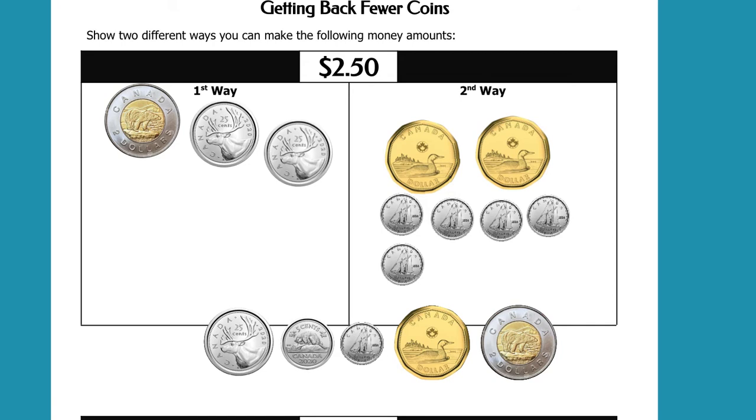You'll notice the way on the left, the first way that we did, uses a lot fewer coins. So if I were to go somewhere and get change back that was $2.50, I would definitely prefer the first way because it's going to be a little bit less to put in my wallet and carry around with me.